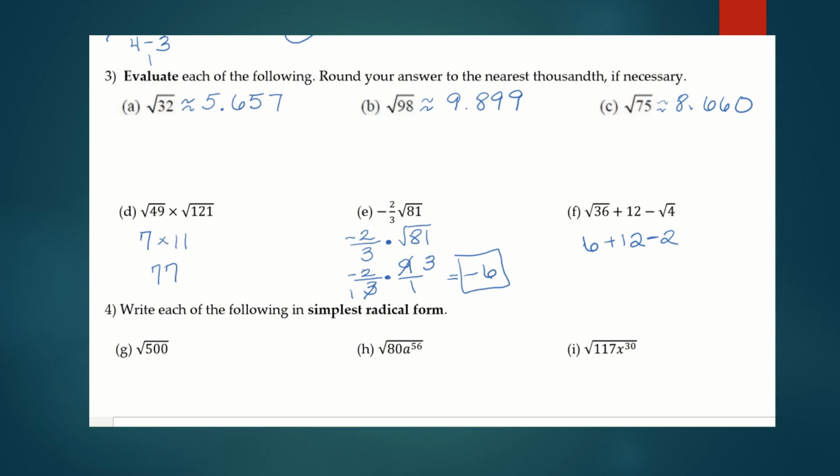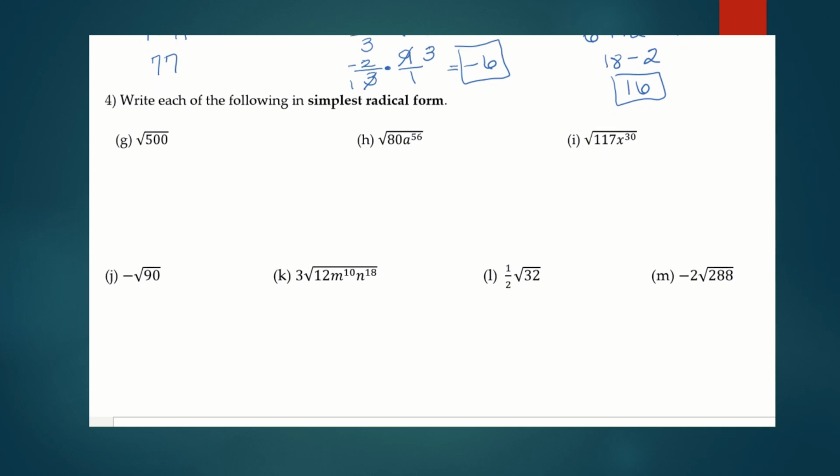Remember, we're undoing whatever squaring took place when we square root. All right, so now combining everything here from left to right, 6 plus 12 gives us 18, and then 18 minus 2 is 16. So this is how we evaluate square roots.